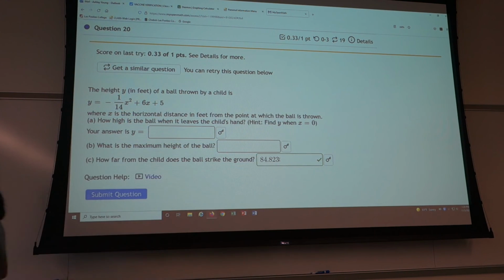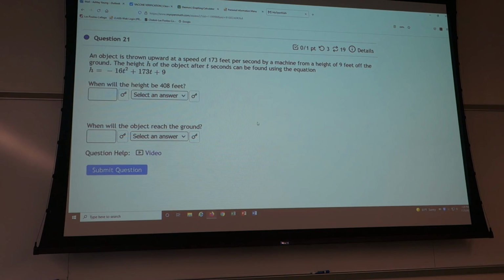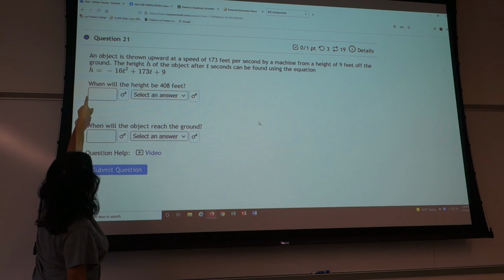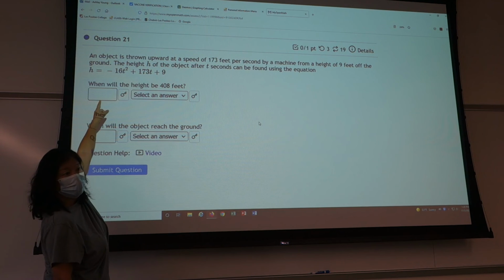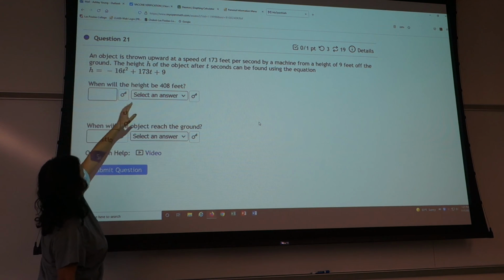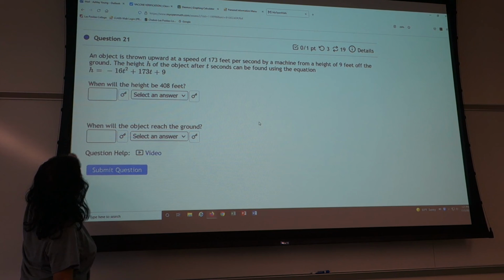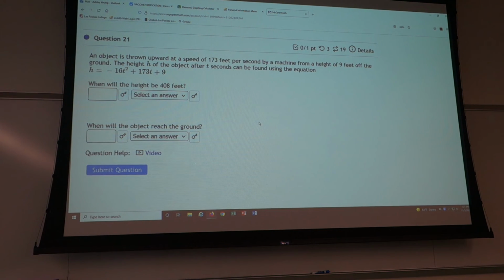Okay, that seems fairly good. And then the last one is the same idea. When will the height be 408 feet? You're going to put in 408 for your height, for your h. Does everyone understand what I'm saying? So here, I put in 408 for my feet, and then I need to set this equal to 0 and solve it. When we reach the ground, I put in 0 for my h. So the height being 408 feet, we'll go through that one if you want.